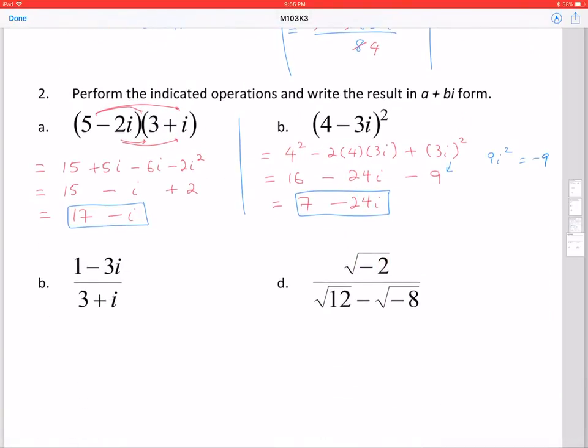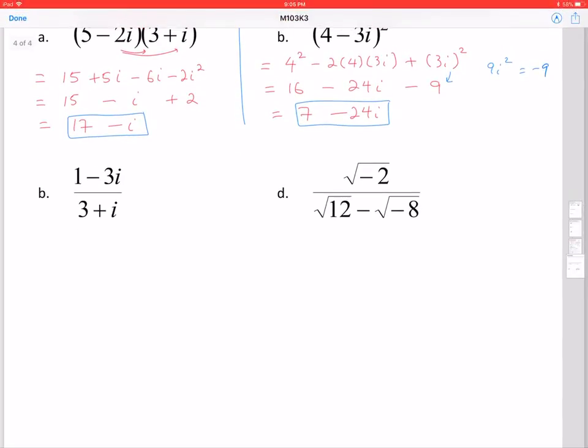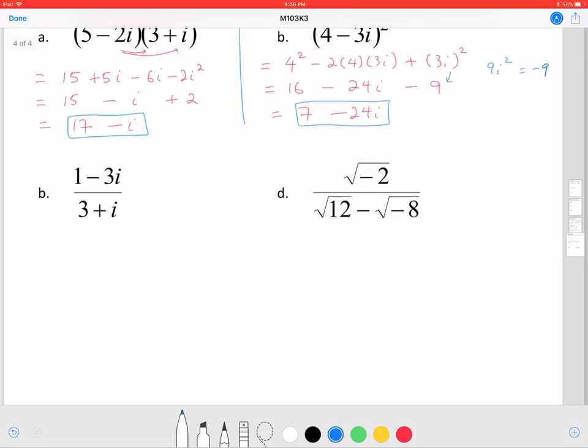Okay, number 3, we're doing the division here. But division is almost like what we did before with radicals, rationalizing the denominator. Here, we will need to multiply top and bottom by the complex conjugate of the denominator. 3 plus i, its complex conjugate is 3 minus i.